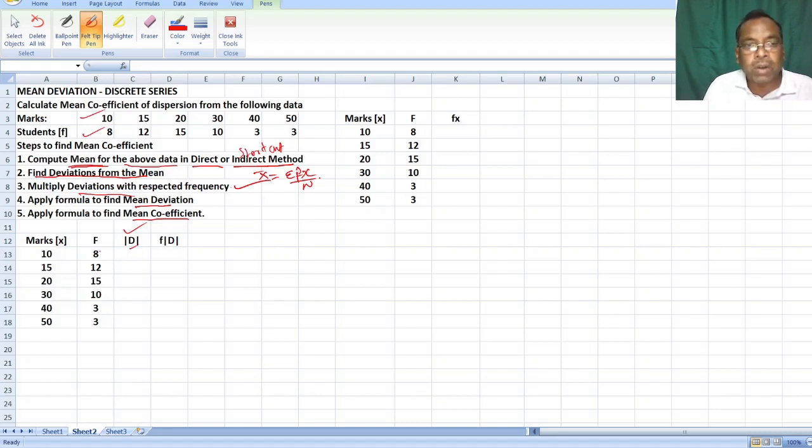After that you have to apply the formula to find mean deviation. What is the formula to find mean deviation? MD is equal to summation f into d divided by n. That is the formula to find out mean deviation. And to find the coefficient of mean deviation, CMD is equal to mean deviation divided by arithmetic mean. That's all, my dear students. Please watch the problem carefully. Thank you.